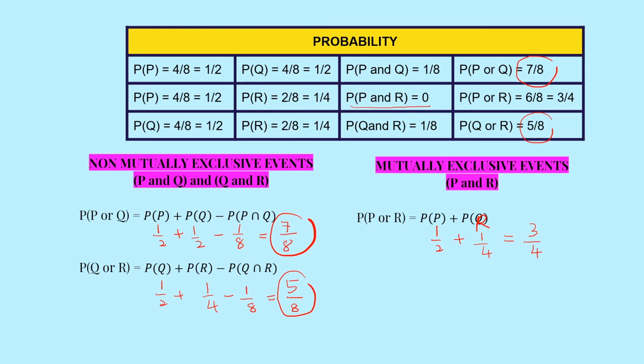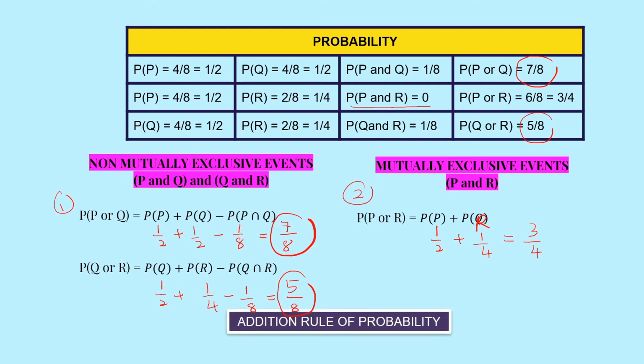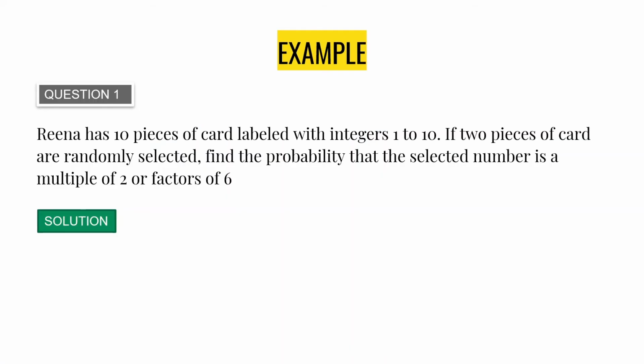And these two formulas, the first one for non-mutually exclusive events and the second one for mutually exclusive events, are known as the addition rule of probability. Okay, so now we are going to look at the examples.